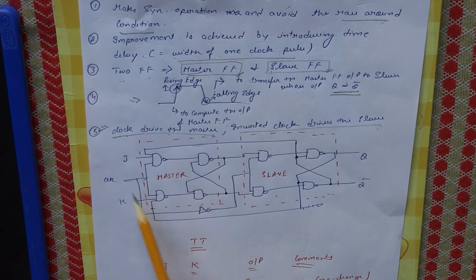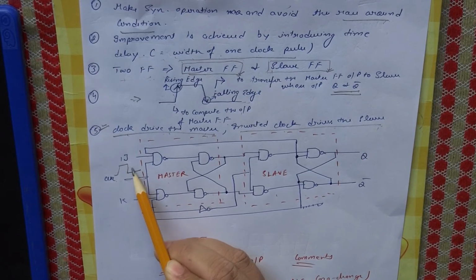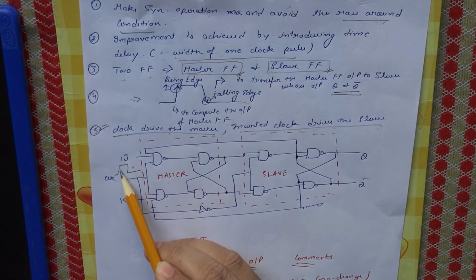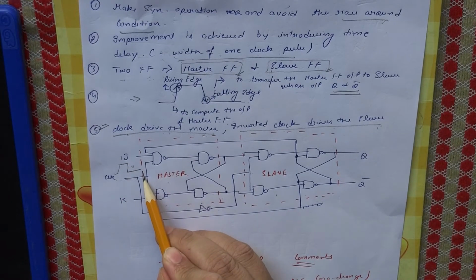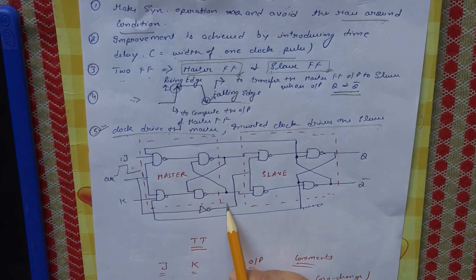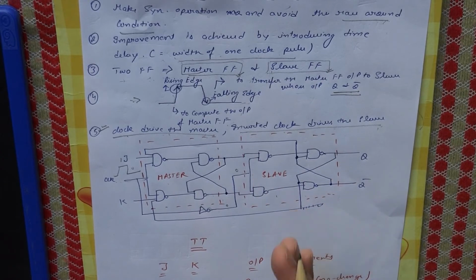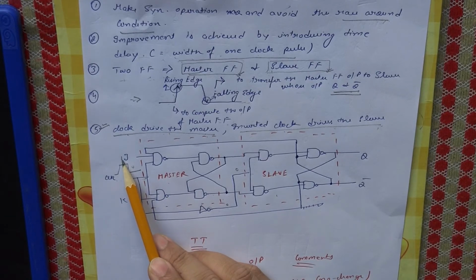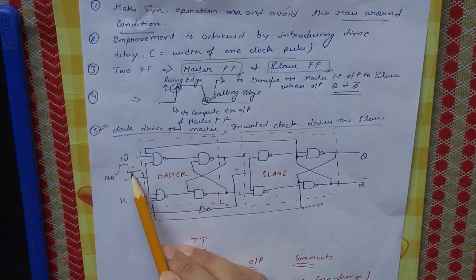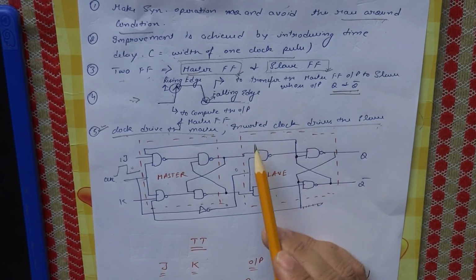Here you can see that during the clock pulse, this is a 1 and this one is a 0. During clock pulse 1, the 1 is provided to the master flip flop, and at the same time the 0 is applied to the slave. So it means that at a time only one will work. When the 1 is there, the master will work. When the 0 is there, which inverts the output 1, the slave will work.